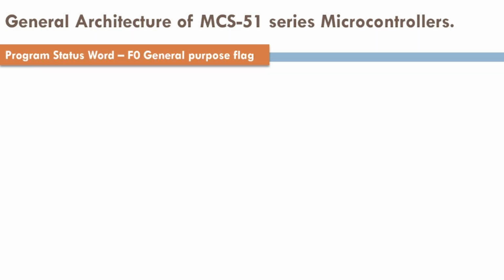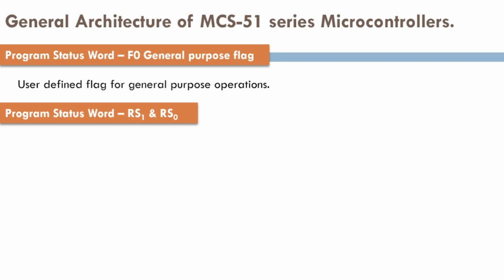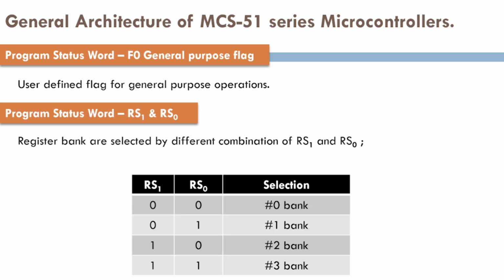F0, flag 0. It is a general-purpose flag. It can be used as a 1-bit memory location to record some event. RS0 and RS1, register bank select bits. These bits are used to select the register bank.